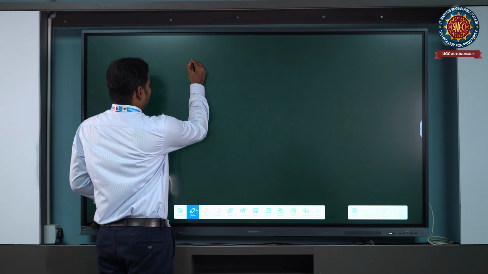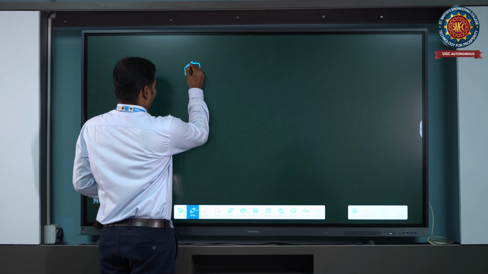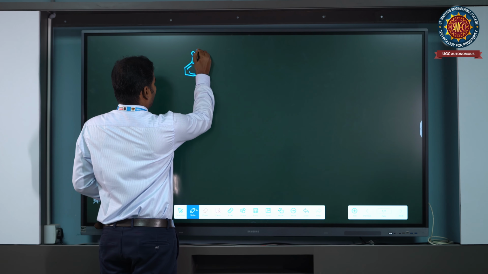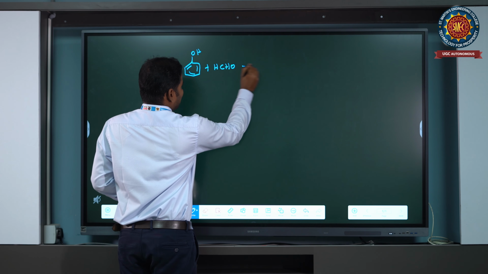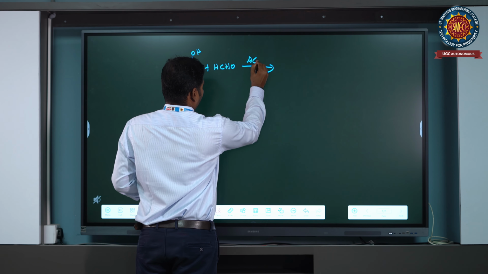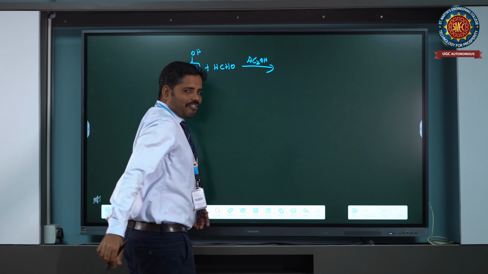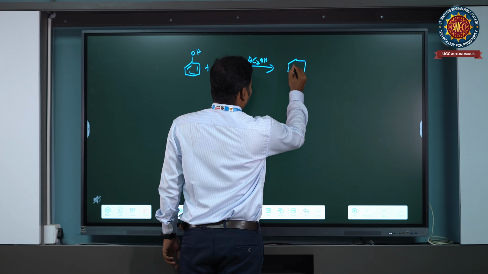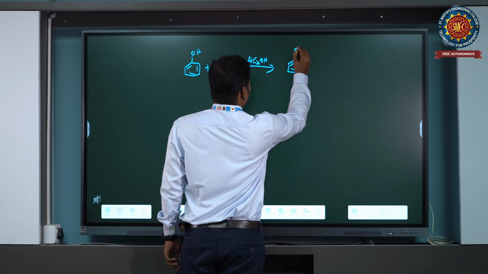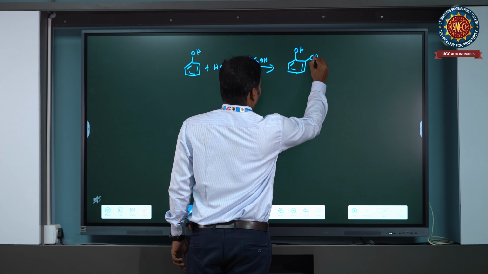Phenol reacts with formaldehyde, HCHO, in the presence of acetic acid. In the presence of acetic acid, it gives methylol phenol. There are 2 types of methylol phenol: one at the second position, and the next one at the fourth position.